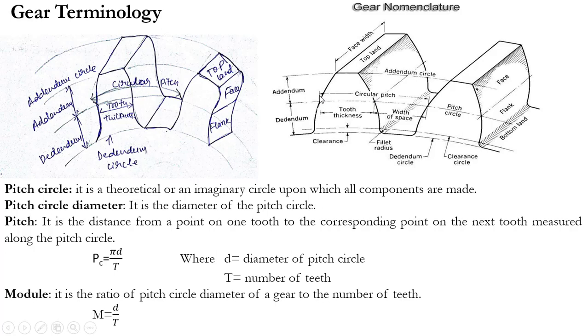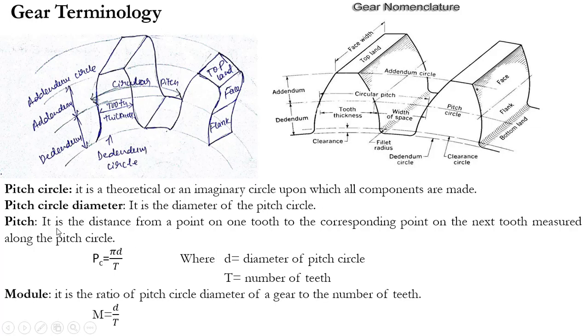That is, the distance from a point on one tooth to the corresponding point on the next tooth, which is measured along this pitch circle, is called the circular pitch, or simply you can call it the pitch. Circular pitch or pitch, both are the same. As the wheel is in a circular shape, we call it circular pitch, or simply pitch.